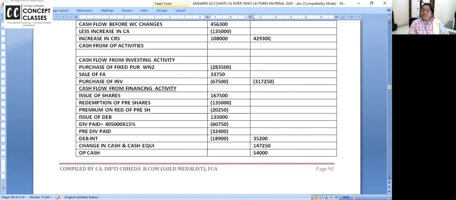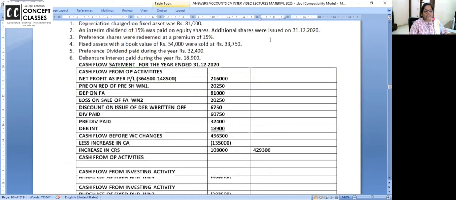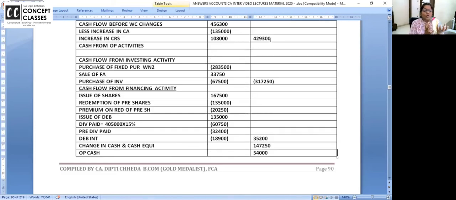From operating activity you have a good net profit. Look here, net profit was 216, but the cash profit you got in hand is 429, and out of the cash profit you made additional investment of 317,200, and after paying financing, all these dividends and all, you are also getting the surplus. So what do you think is the financial position of this company?